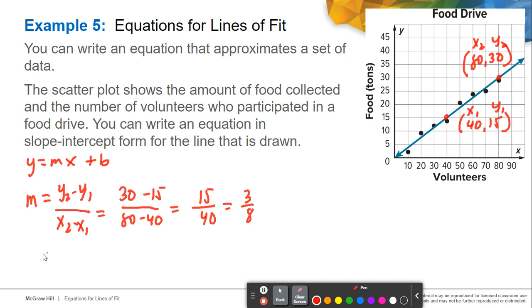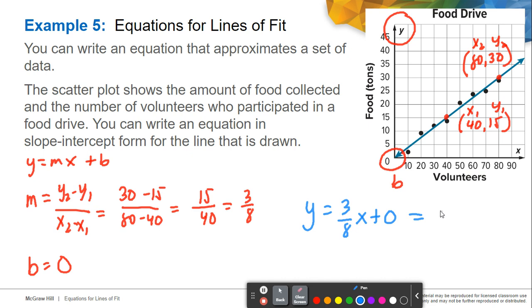Okay, and then let's have our b. Remember, our b is very easy. It's this one. That's our b because this is our y-axis. So our b is 0. So using this one, we can now write our equation of our line of fit. It will be simply y equal to 3 over 8x plus 0. So we don't have to write plus 0 anymore. It will just be y equal to 3 over 8x.